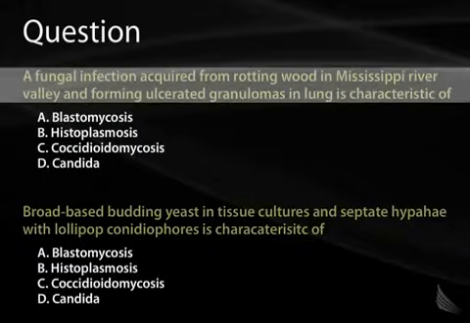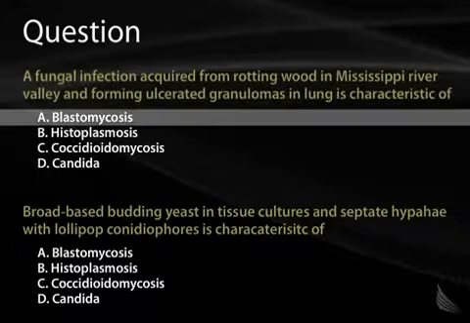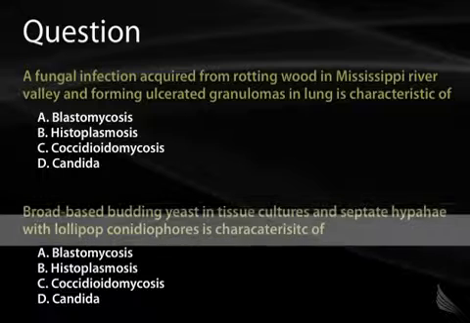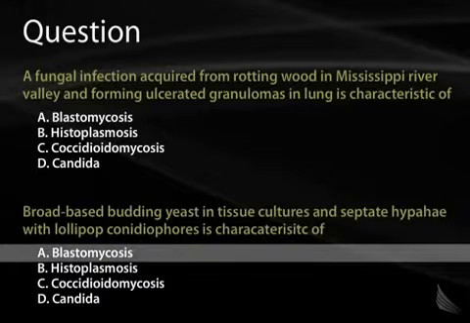Question. A fungal infection acquired from rotting wood in Mississippi River Valley and forming ulcerated granulomas in the lung is characteristic of blastomycosis. If they would not have said the rotting wood, but would have said soil associated with bird droppings, you'd have to think more carefully about histoplasma, even though it doesn't cause ulcerated granulomas in the lung. It can cause calcific lesions. Next question. A broad-based budding yeast in tissue cultures and septate hyphae with a lollipop conidiophore is characteristic of blastomycoses.